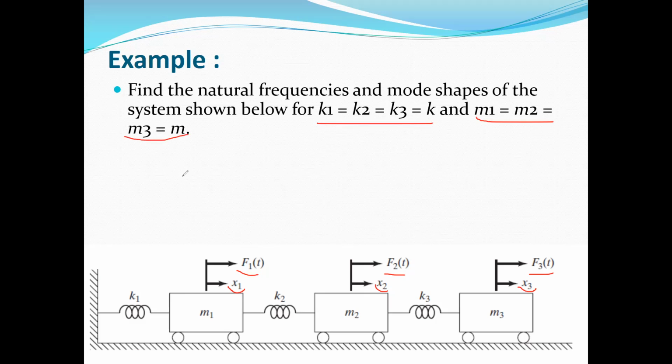For example, for the mass M1, which is subjected to the motion and coordinate x1, if this mass M1 goes in the positive direction of x1, we will have one force due to the spring K1, and it's equal to K1 times x1. We will have another force due to the spring K2, and it's equal to K2 multiplied by x1 minus x2, because both ends of this spring, as you can see, are moving.